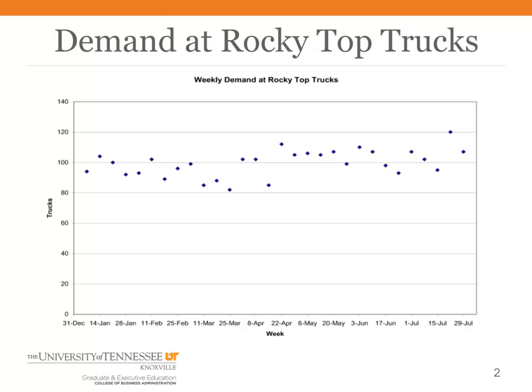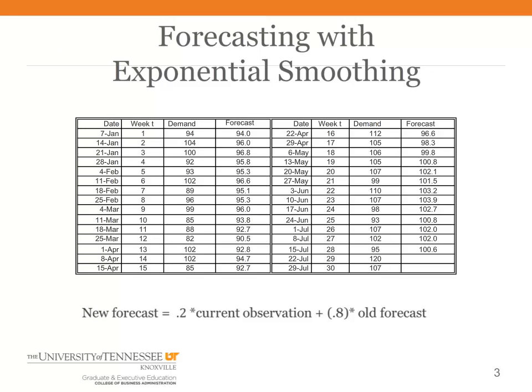And they will use this range of variation to plan staffing levels and how many parts to order and those kinds of things. Now, the rule that Rocky Top Trucks uses to forecast their demand is shown at the bottom of the page, and then we'll look at the numbers up there and see how that works out. Each week they update their forecast, and what they do is they take 0.2 times the current demand, the demand that we had for the week that we just completed, and they take 0.8 times the old forecast. So the forecast is always a weighted average of the old forecast and the most recent demand.